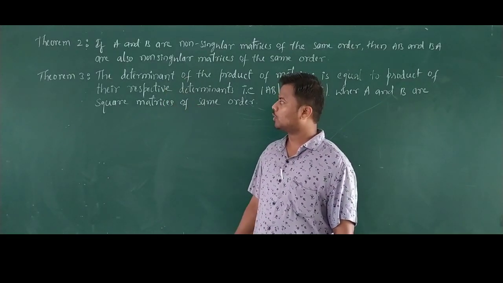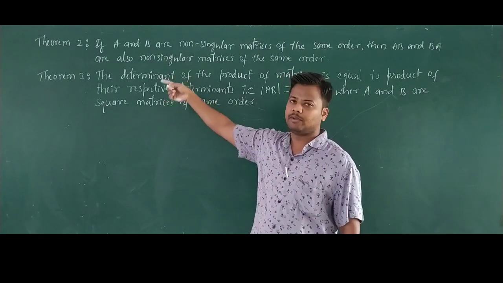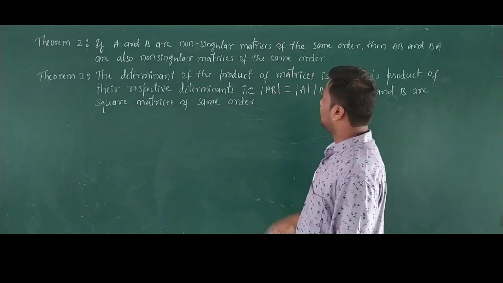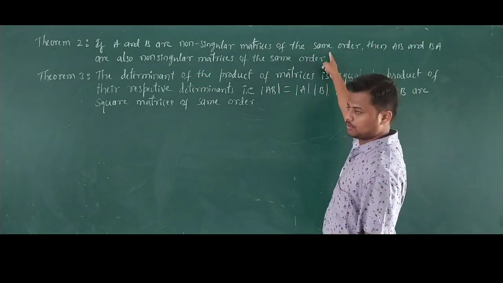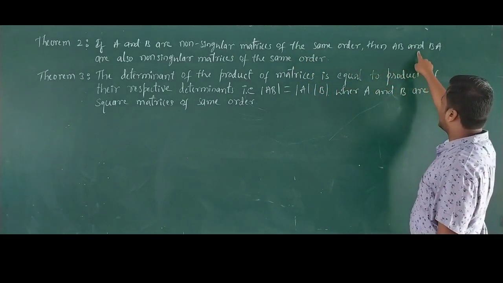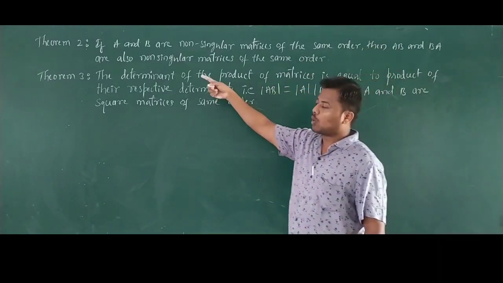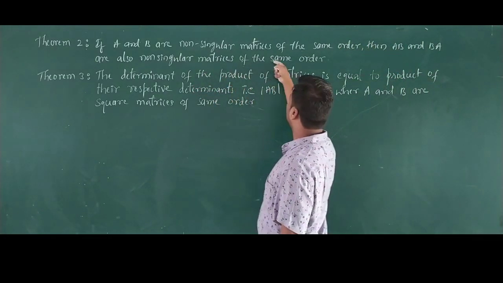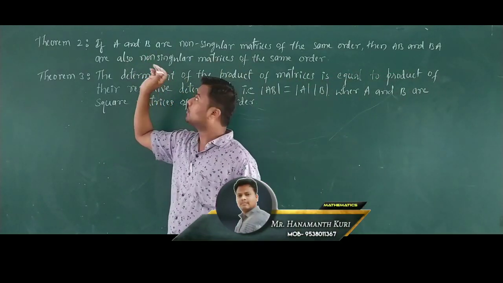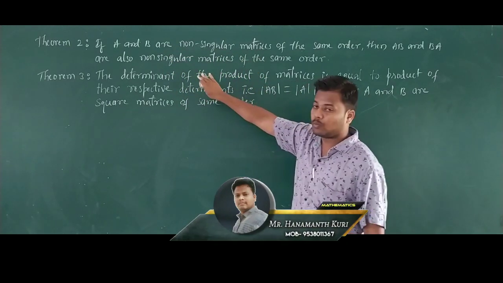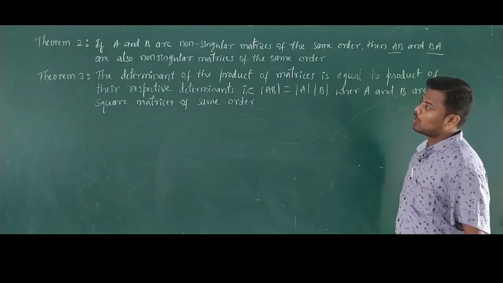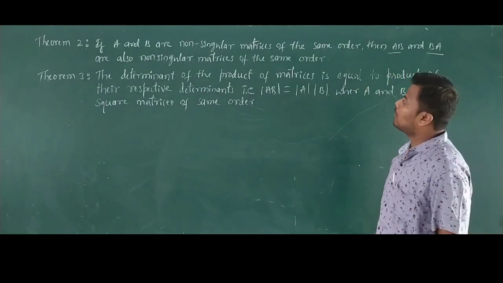Next, theorem 2 and theorem 3. The proofs of the theorems are not necessary; they are understood directly. If A and B are non-singular matrices of the same order, then AB and BA are also non-singular matrices of the same order.